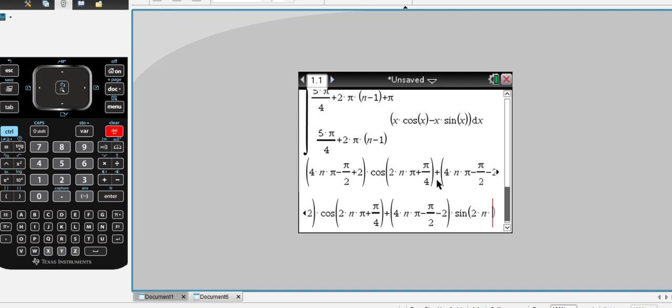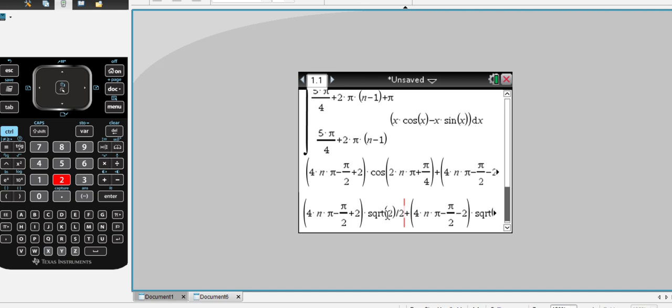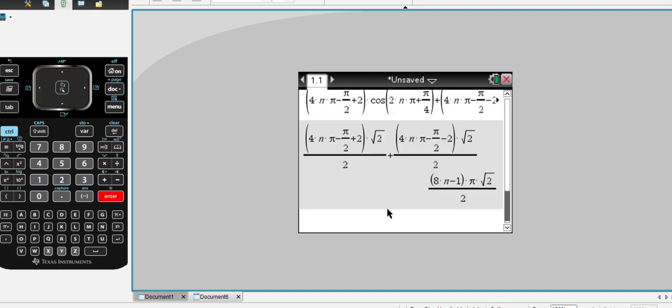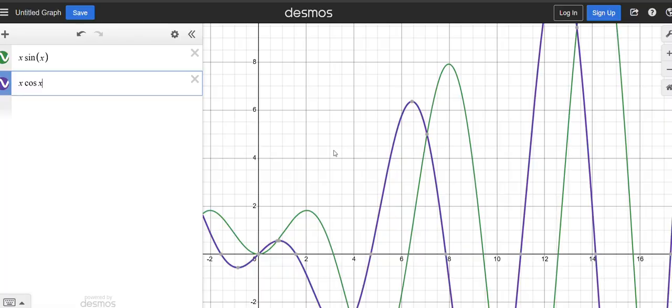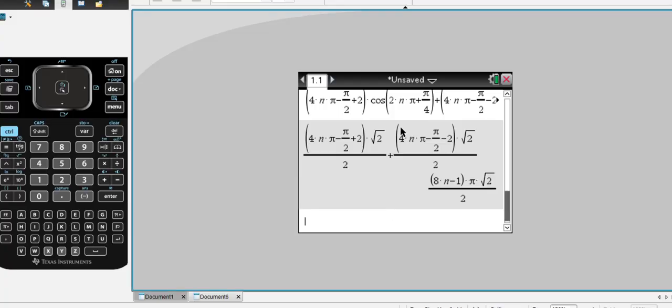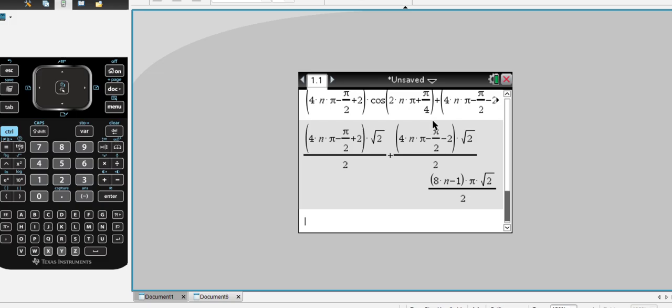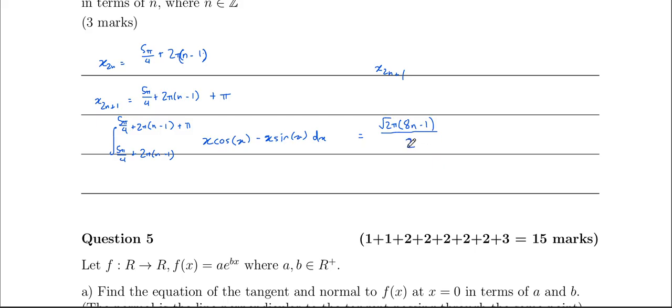So let's change that, times square root 2 on 2, and change this, square root 2 on 2, which gives us this. Root 2 pi, 8n plus 1 over 2. And there we have it.